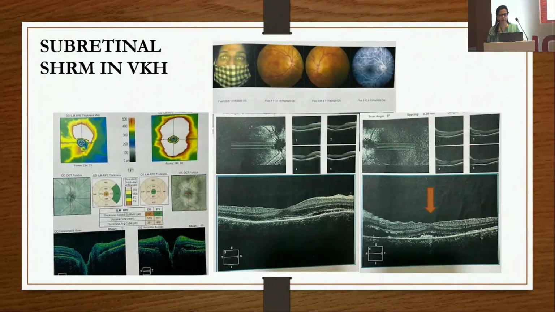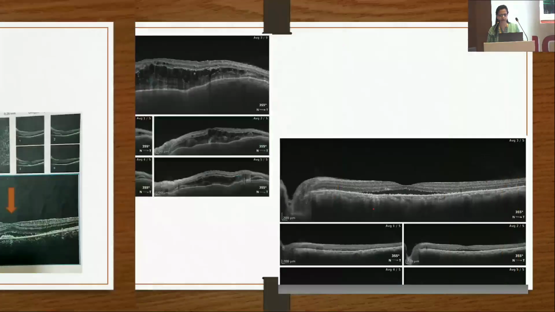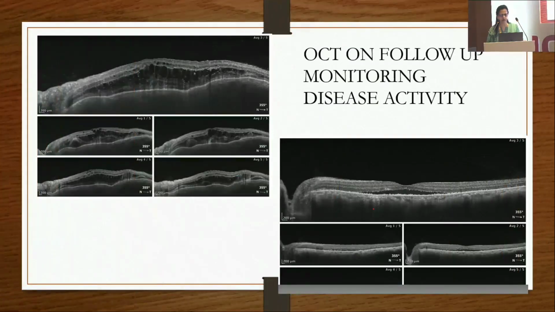Another patient of VKH with bilateral disc edema with serous RD, you can see subretinal hyperreflective material in the left eye, which is a sign of activity. In the previous patient, OCT helps to monitor the disease activity. Within a month, you can see there is remarkable resolution of all the features which you were seeing on OCT, and she is doing well.